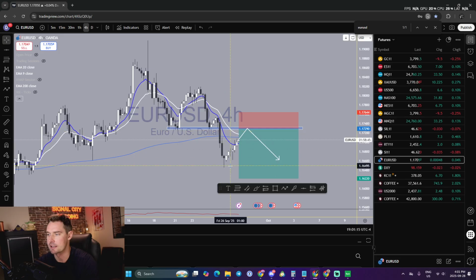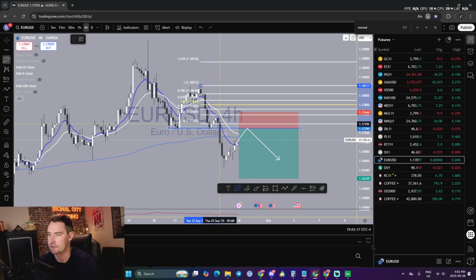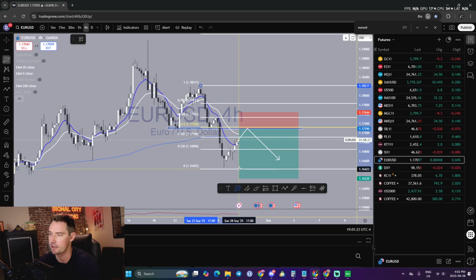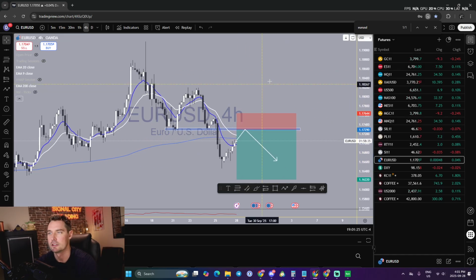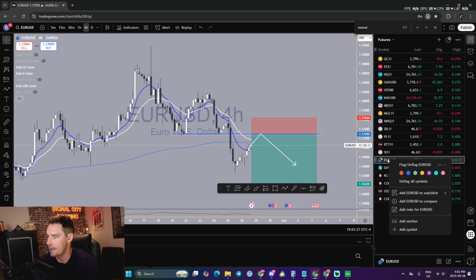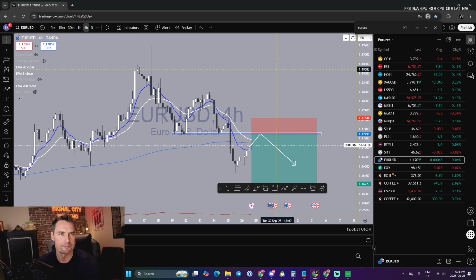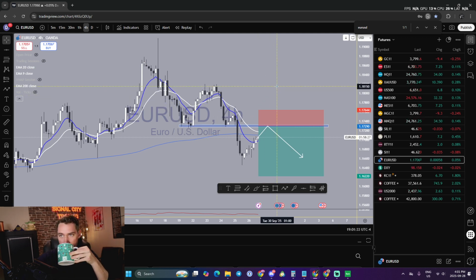Let's see if that lines up with a fib retracement of any sort. Yeah, it's pretty close to the 50 retracement. It could be a bit better, but it's pretty close. So yeah, we'll add that one to the weekly swing trades. And then what do we got?